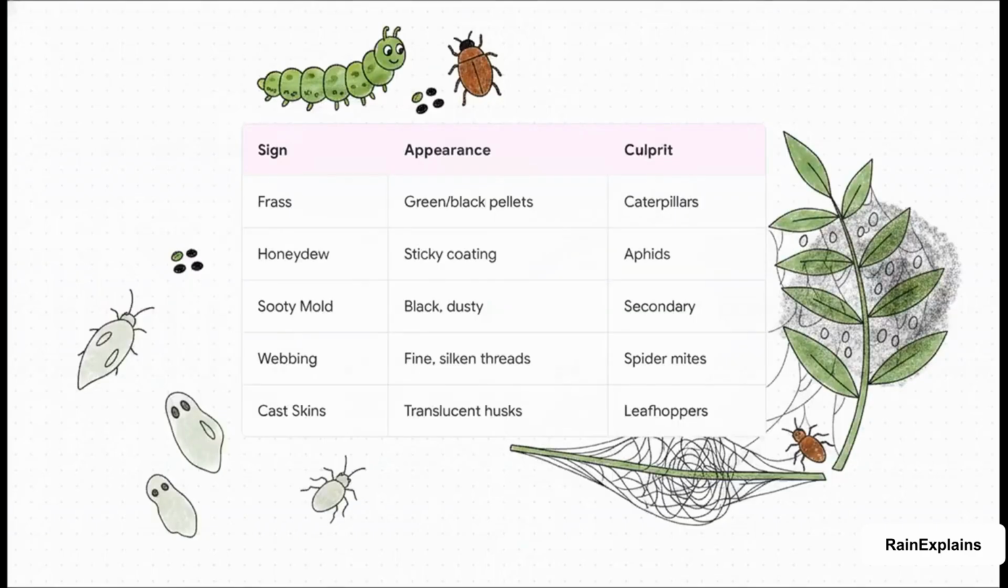We can actually compile these clues into a forensic evidence table. This helps you match physical residues to the usual suspects. For instance, if you spot large green or black pellets, that's frass, which is essentially insect poop, and that points straight to caterpillars or beetles. A sticky, glistening coating, that's honeydew, which is often followed by a gross, black, dusty fungal layer called sooty mold. Fine silken threads point to spider mites, while those translucent whitish husks we just talked about are cast skins from things like aphids or leafhoppers.